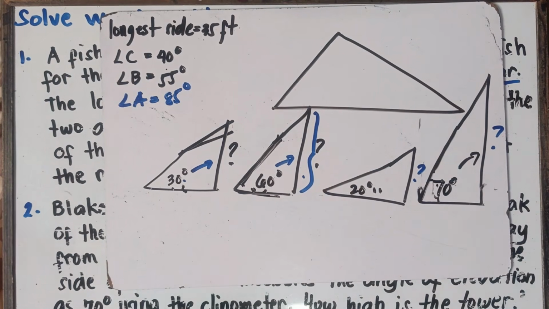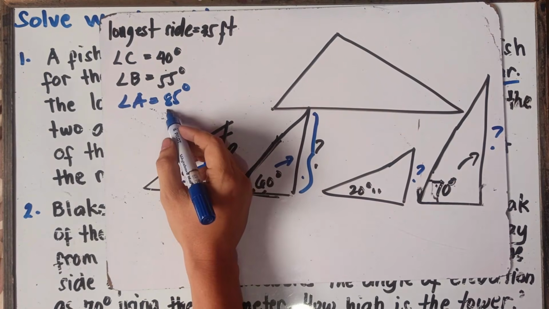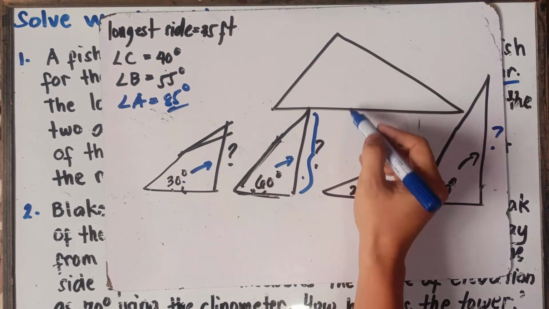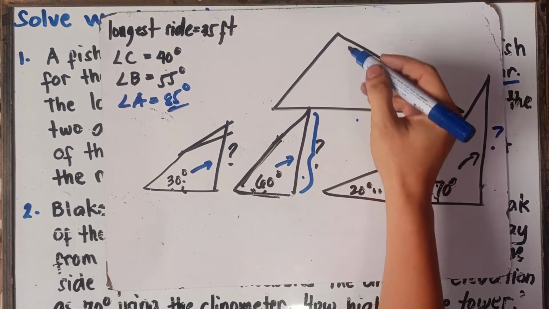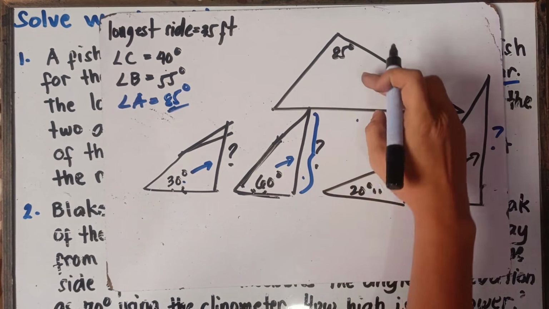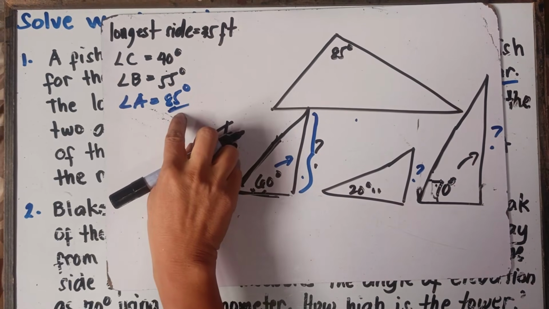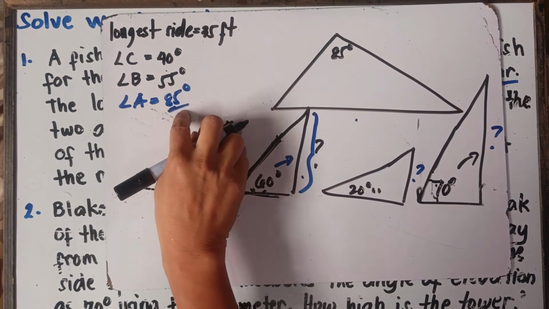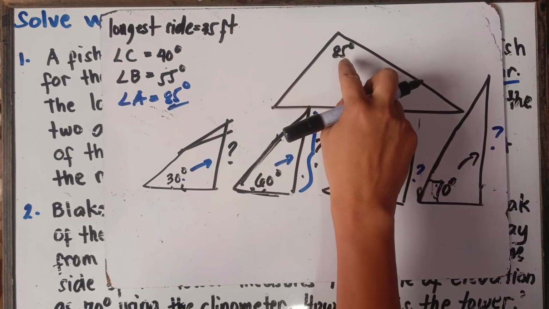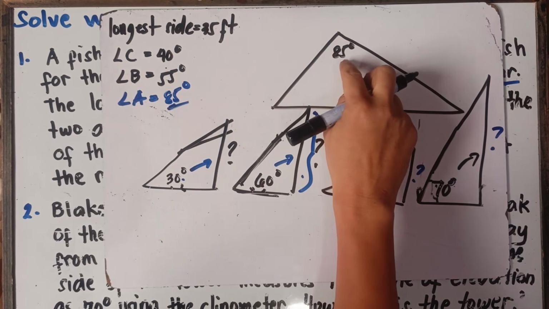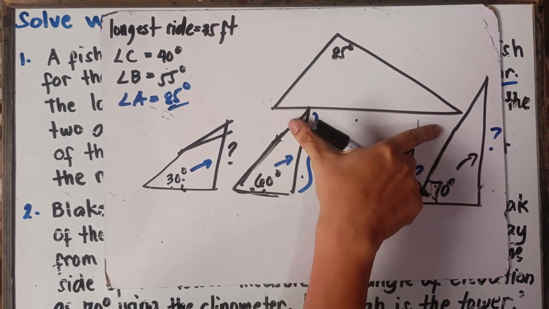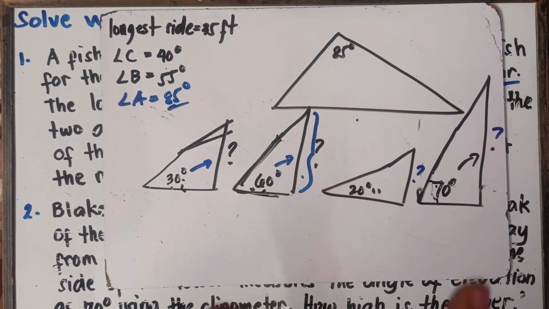Now, question, class, where do we put 85 degrees? Of course, we put 85 degrees opposite the largest side, because if this is 85 degrees, this will be the longest side, right? Because 85 is greater than 55, 85 is greater than 40, 85 degrees is the largest angle. Therefore, based on the illustration, 85 degrees, you put it here, because this is the opposite side. As you can see, this is the largest side. If you have a larger angle, that would be a larger side.